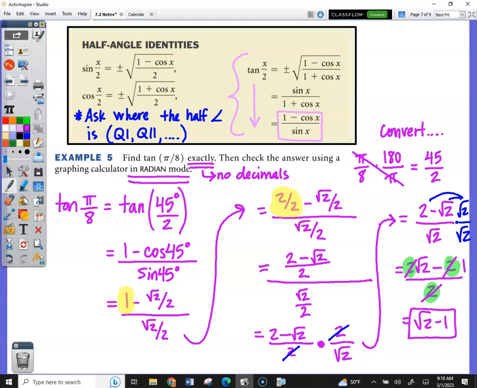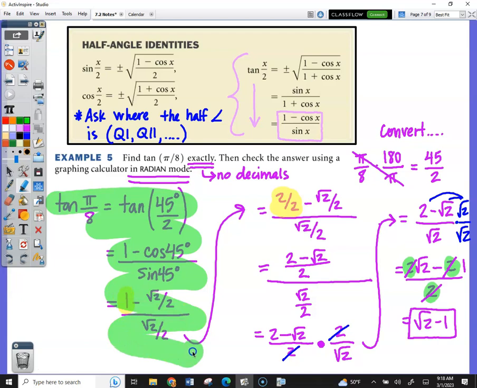I feel like everything from here to here is probably fine. I probably started losing people when we got here. And that is just cleaning up: fractions being added or subtracted, then cleaning up with keep, change, flip, and then rationalizing.